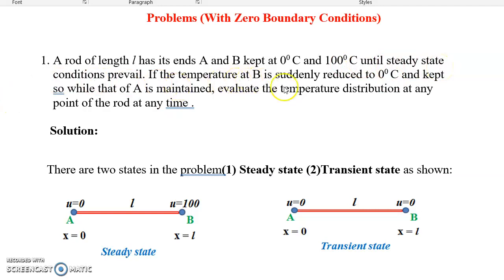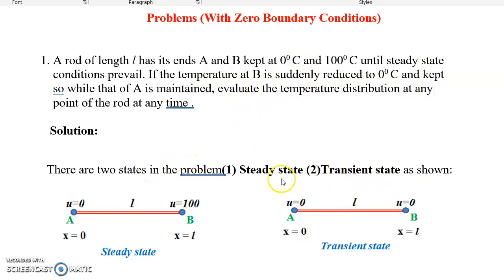If the temperature at B is suddenly reduced to 0 and kept so while that of A is maintained, evaluate the temperature distribution at any point of the rod and at any time. Okay. If you observe this problem, there are two different states they are explaining. One is a steady state. Then after steady state, some sudden change is happening. So after that, the steady state will be changed to unsteady state, or it can be called the transient state.